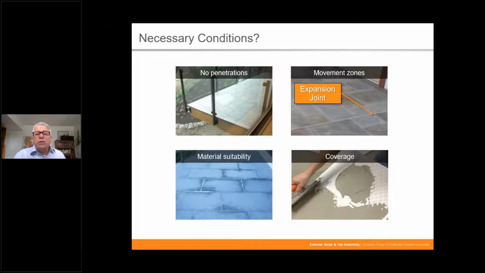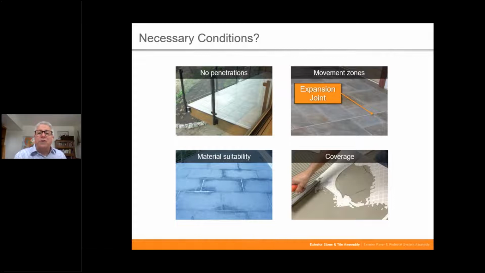And of course, coverage. We don't want any area under the tile and in the assembly that can actually accumulate water, any void that can actually fill with water. We want 95% coverage. That only means 5% maximum void area under the tile, where it's not making contact directly with the substrate it's bonded to via the bond coat, via, say, the thin set. So certainly coverage is going to be very important.